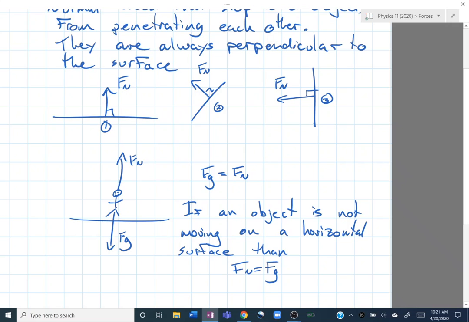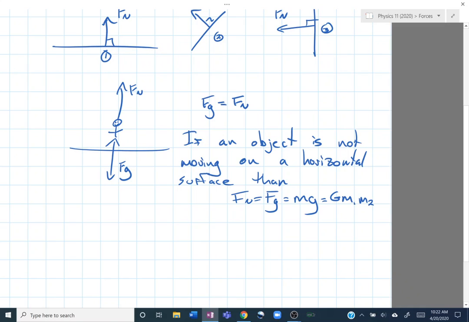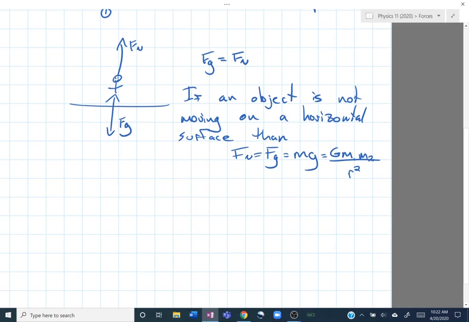And we talked about in the previous lecture that Fg is frequently equal to, if we're talking about the surface of the planet where we know what little g is, we could calculate that using mg. If we don't know what little g is, then we're stuck using Newton's universal gravitational law, which is not too much more complicated to use, but definitely involves some bigger numbers: G m1 m2 over r squared. And that's what a normal force is.